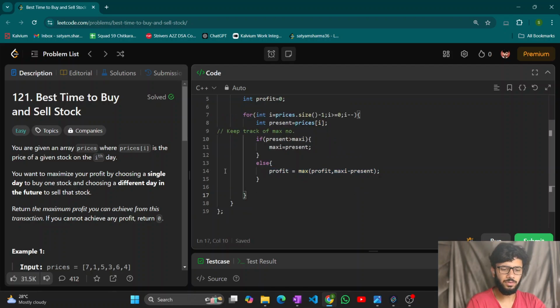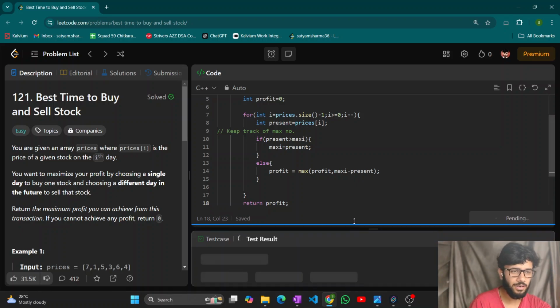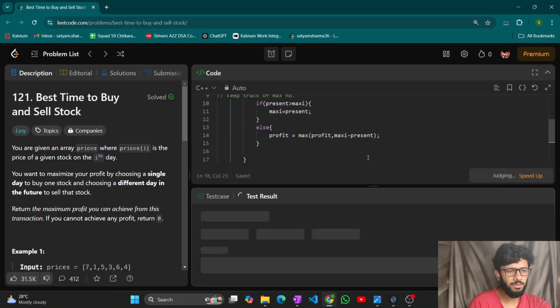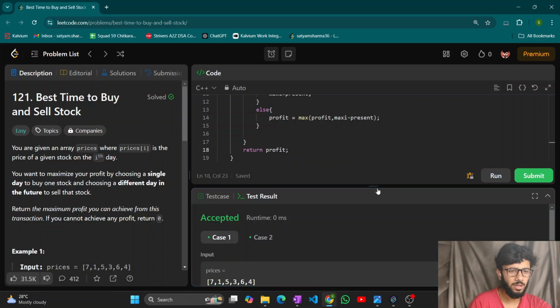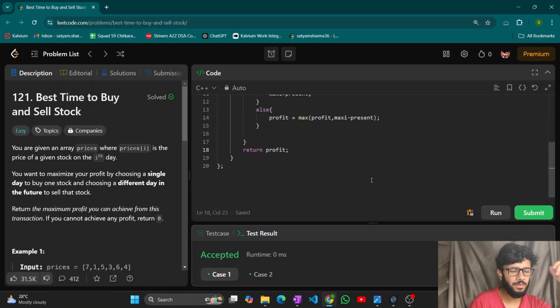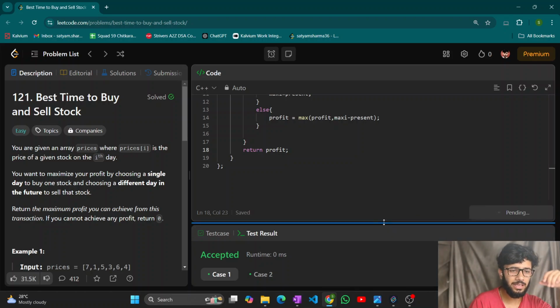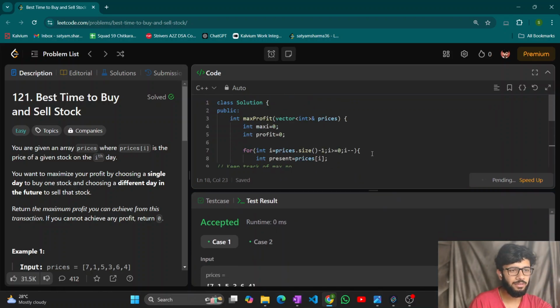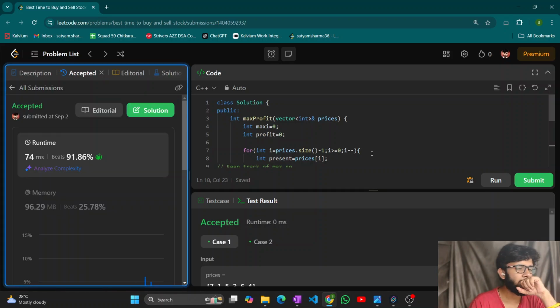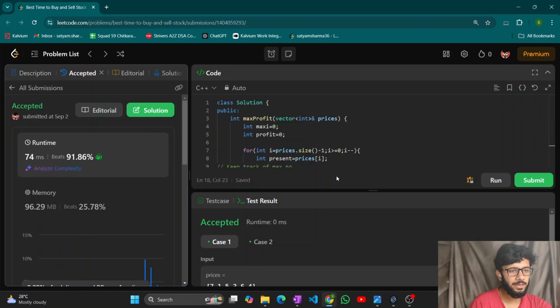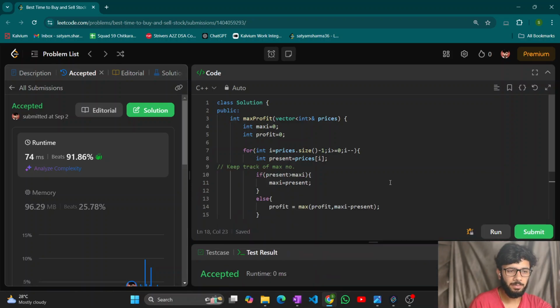Now what we have to do is return our profit. Now let's run it and see if it works or not. If it doesn't work, we will try to find out the edge cases. So it got accepted eventually. Now let's submit this also and see if it got submitted or has some issues while submitting. Yeah, so it got submitted successfully for this problem.